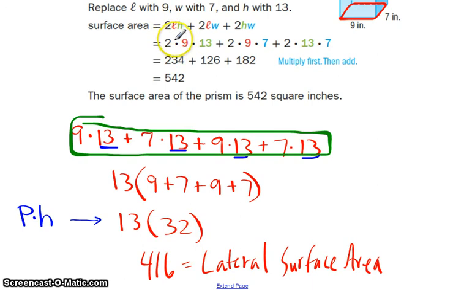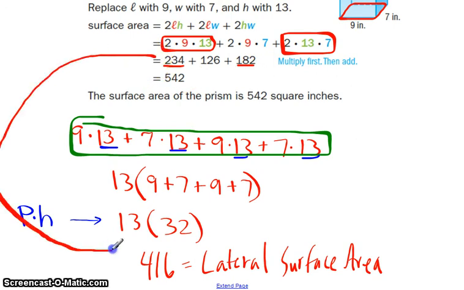And if you take a look at this problem up here, here are your two that give you the lateral surface area. So it's 234 plus 182, which gives you 416. The only thing left are the top and the bottom.